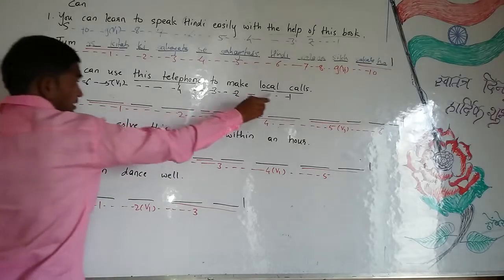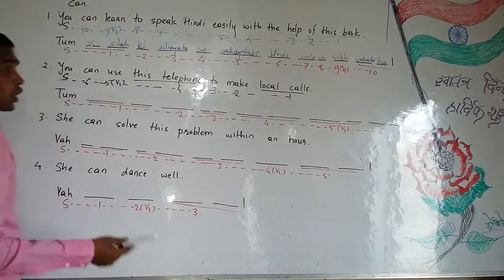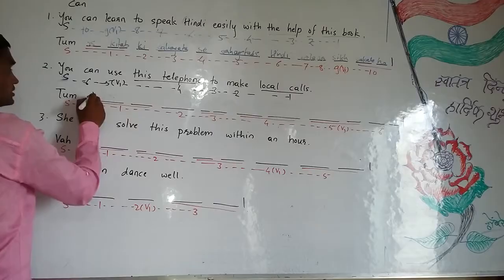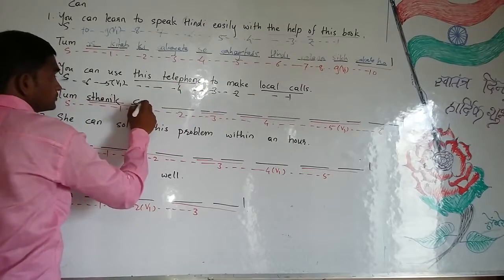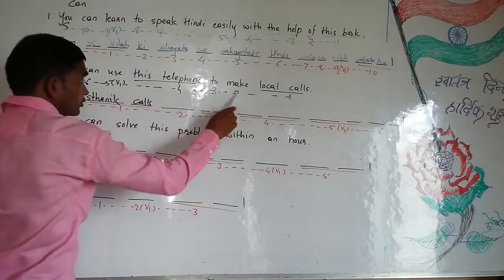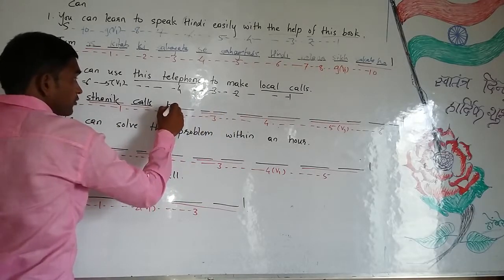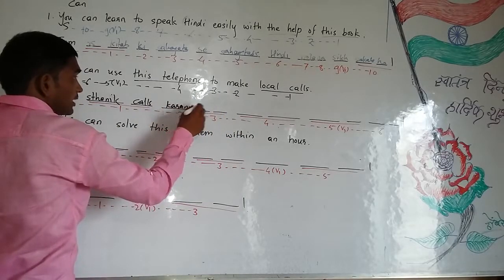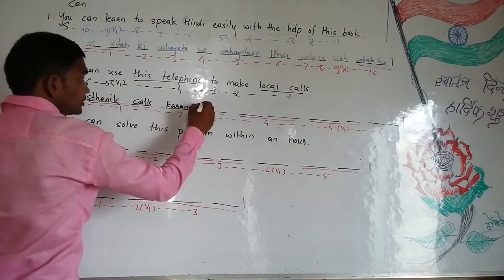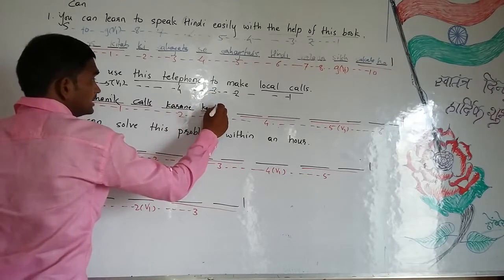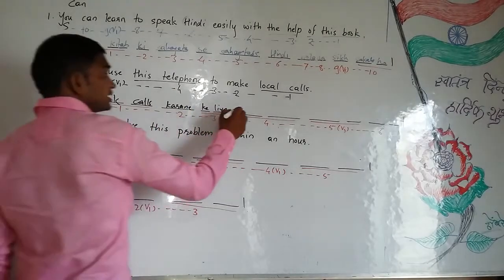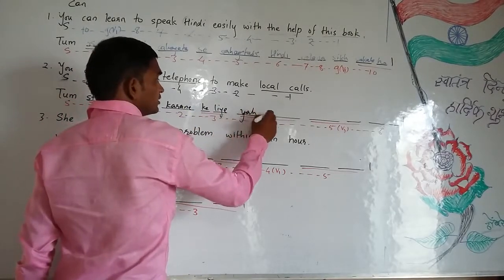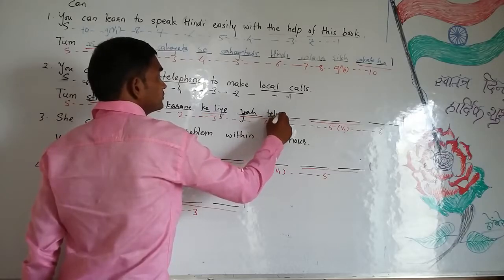At the end of the sentence, above one there is local calls. The Hindi word for local calls is sthanik calls. Before one, above two is make. The Hindi word for make is karne. Before two, above three is to. The Hindi word for to is ke liye. Before three, above four is this telephone. Yah telephone.